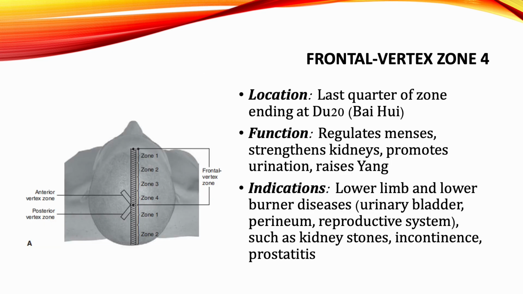Frontal vertex zone 4. The last quarter of the zone ending at Du 20. Regulates the menses, strengthens the kidneys, promotes urination, and raises the yang. Used to treat lower limb and lower burner diseases, the urinary bladder, perineum, and reproductive system, such as kidney stones, incontinence, and prostatitis.